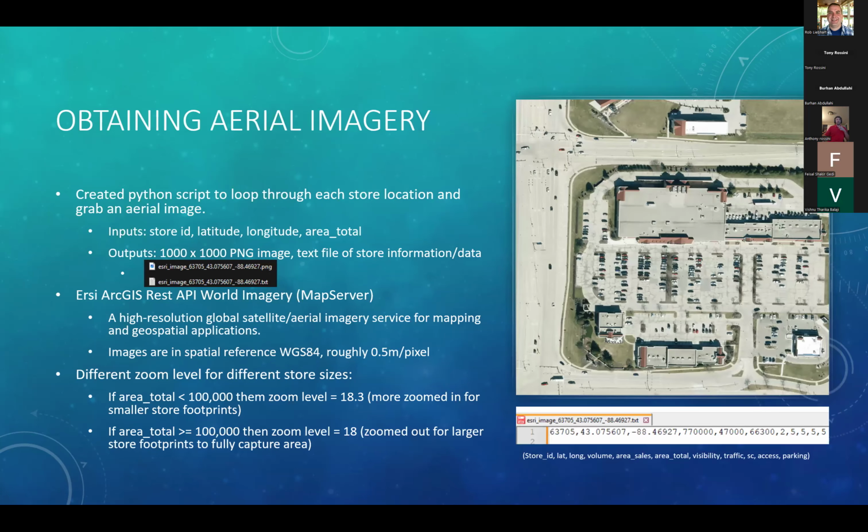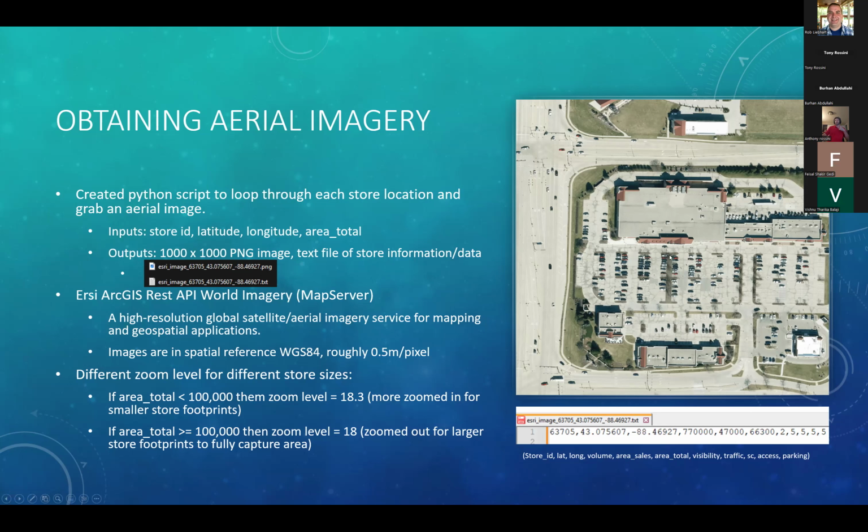Now going down the deep learning path. So here is obtaining those aerial images. To do that, I created this Python script that would loop through each store location, plugging into an ArcGIS API. It's called the REST World Imagery API, and was able to get some high resolution pictures out of that. Actually worked out pretty well.